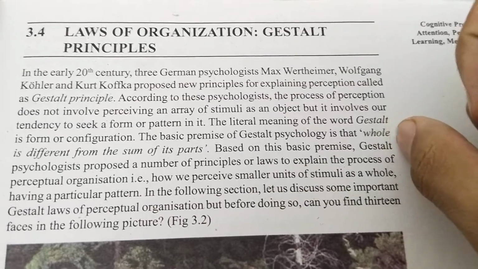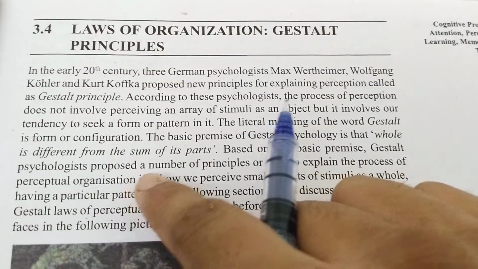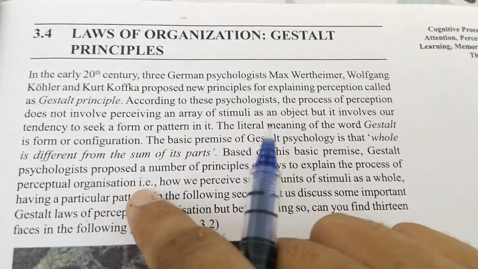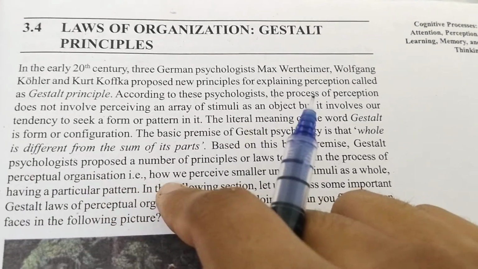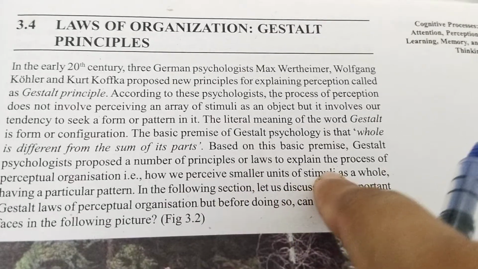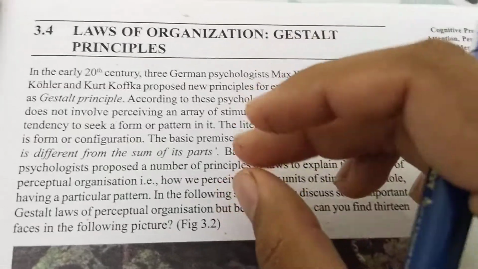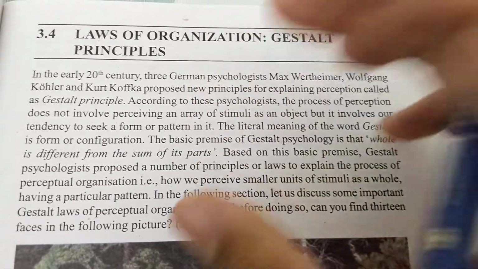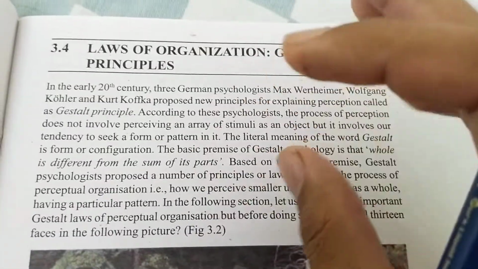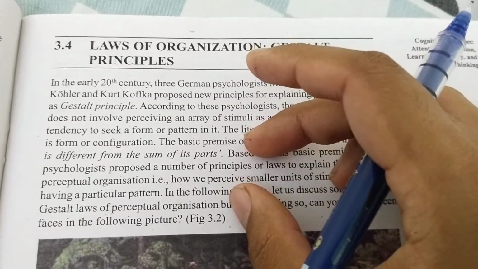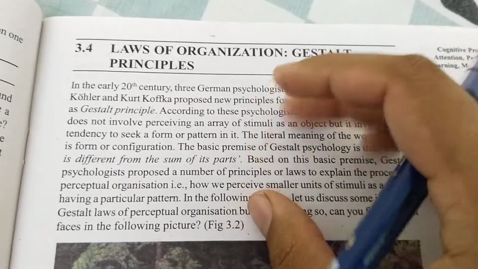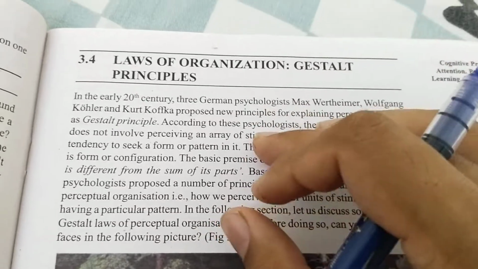Based on this basic premise, Gestalt psychologists proposed a number of principles or laws to explain the process of perceptual organization. What is perceptual organization? That is how we perceive smaller units of stimuli as a whole, how we see smaller units of activity causing agents as one whole big thing. So when you look at a human being, you say that this is a human being. You don't say that this is a body made up of several organs, skeletons, and tissues, right? You don't say it. You say that this is a human body.